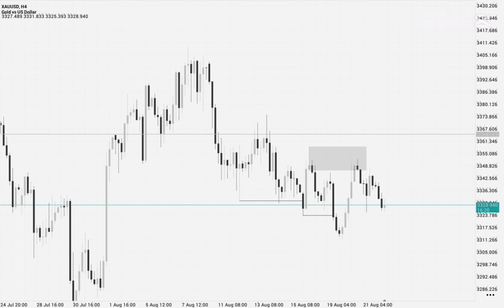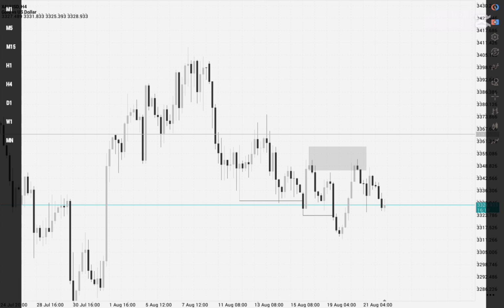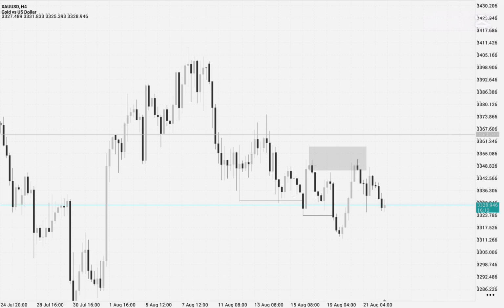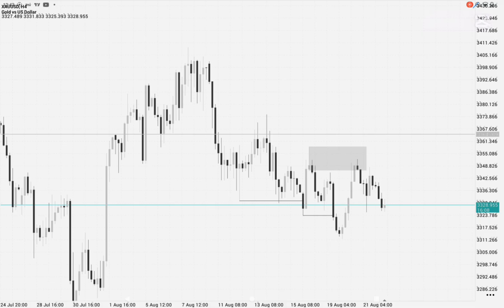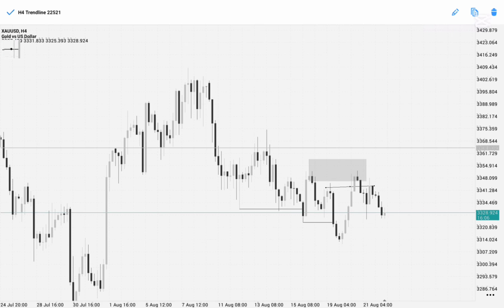Now, one thing I use as confirmation that the probability of this setup working out was higher was that price took out liquidity before tapping into our 4 hours order block. So there was a liquidity zone there.